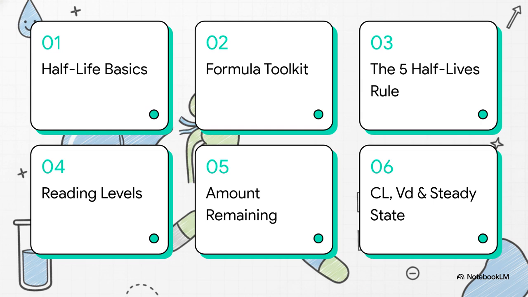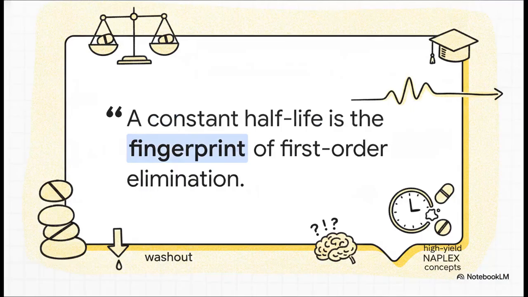We'll hit half-life basics, our formula toolkit, the 5 half-lives rule, reading levels, amount remaining, and finally, we'll put it all together with clearance, VD, and steady state. Let's get to it. I'm going to make you a promise right up front. By the time we finish up here, you will know exactly how half-life controls elimination, washout, accumulation, and steady state. Plus, you'll know exactly how to tackle the high-yield NAPLEX questions that test these concepts. We're going to build this from the ground up, step by step.